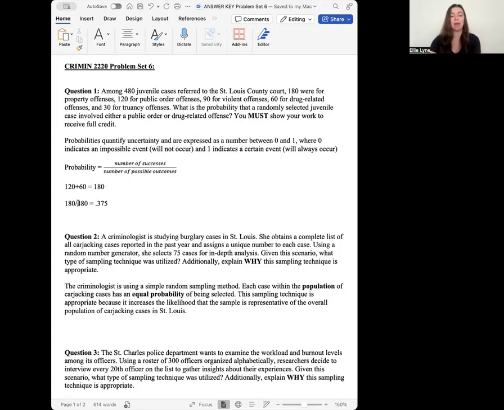Then I need to divide that by the number of possible outcomes, or in other words, how many total offenses are in our sample. We know right from the top here that it is 480. If you wanted to double check yourself for whatever reason, you could go ahead and add together all of these independently. It would also give you a total of 480. And if you go ahead and take 180 divided by 480, you get a total of 0.375, and that is your probability in this case.